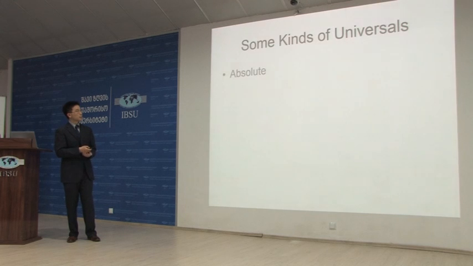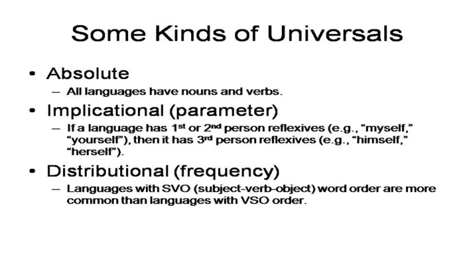There are three kinds of linguistic universals. There are absolute universals, which occur no matter what language you're speaking; it's always exactly the same. So all languages have nouns and verbs. That's a pretty robust absolute universal.